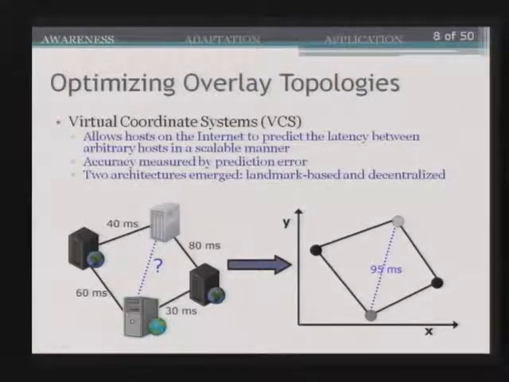The accuracy of these systems is measured by the prediction error, and 2 main architectures for the systems have emerged. One being landmark based, which has fixed points from which distances are calculated, and the second is a completely decentralized version. As peer-to-peer systems are decentralized and oftentimes do not have any centralized structure, we focus on these type of systems.